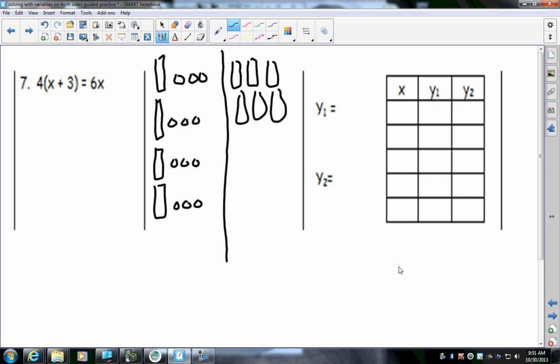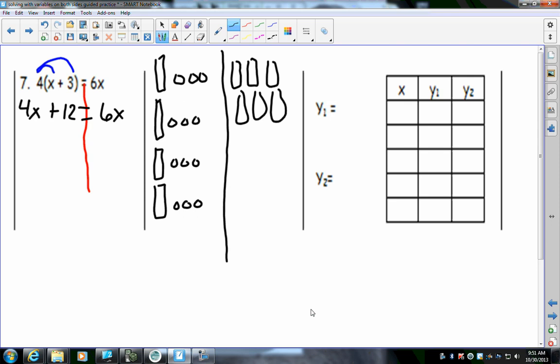Okay. This has the distributive property: 4 times x, 4 times 3. 4 times x is 4x. That's what we have right here. 4 times 3 is 12. That's the 12 units. Equals 6x.